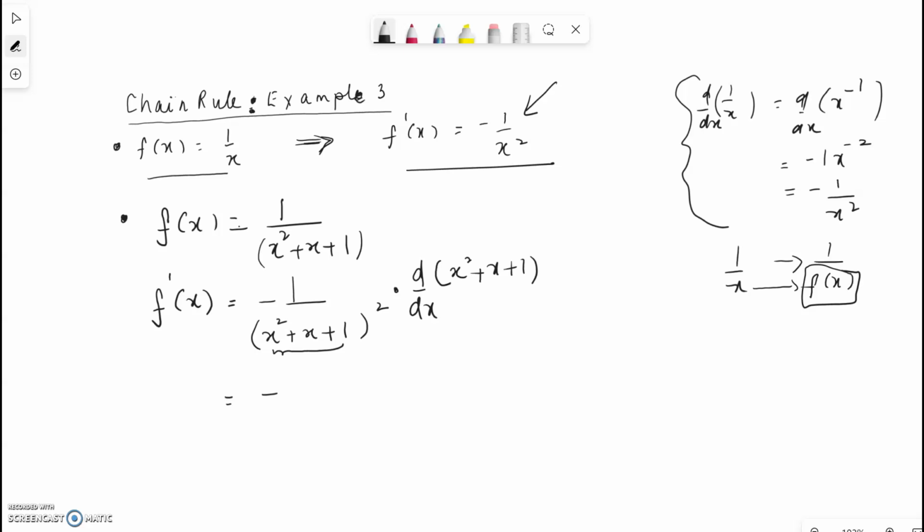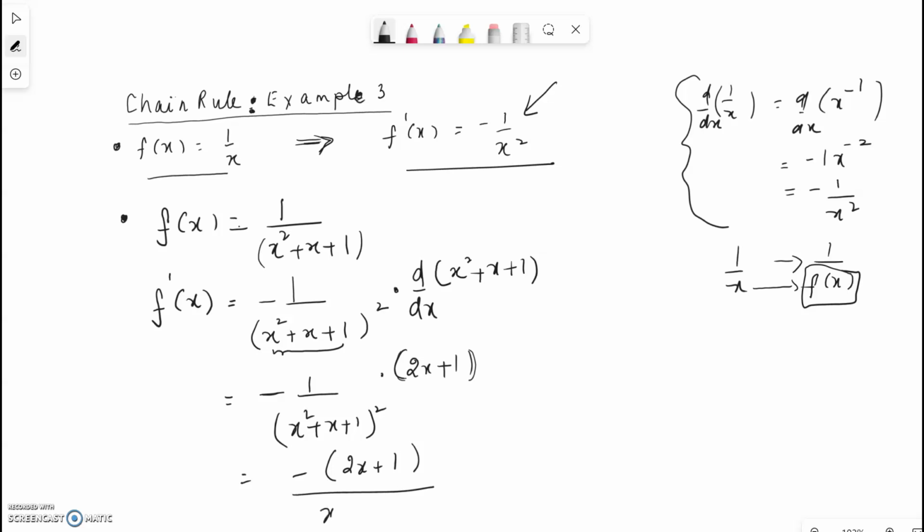So this is equal to negative 1 over x squared plus x plus 1, the whole squared, times 2x plus 1, which is equal to the negative of 2x plus 1. Notice that this negative applies to every term in this expression. So make sure you have parentheses or you distribute the negative sign. You have x squared plus x plus 1, the whole square.